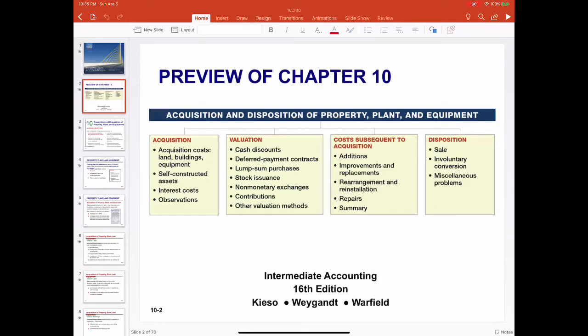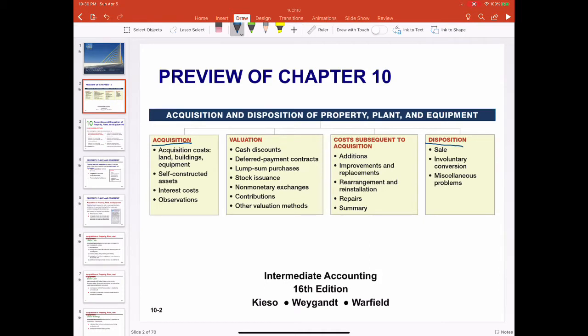In Chapter 10 and Chapter 11, we are going to cover another operating asset, property, plant, and equipment, which is a composition of multiple fixed assets. In this chapter, we are going to value these assets starting from the acquisition to the disposition.